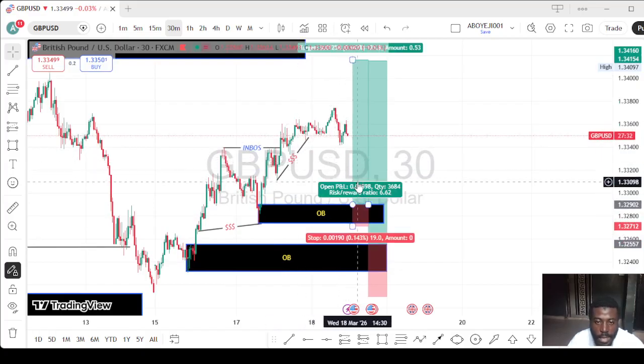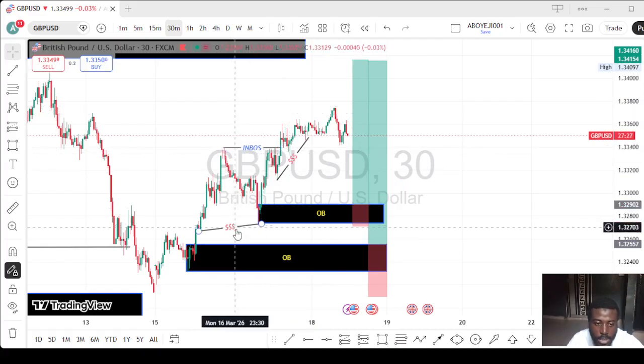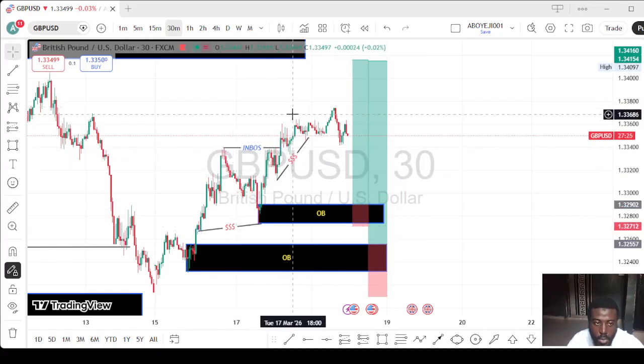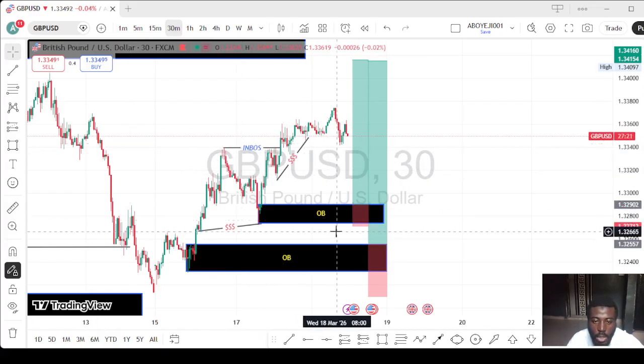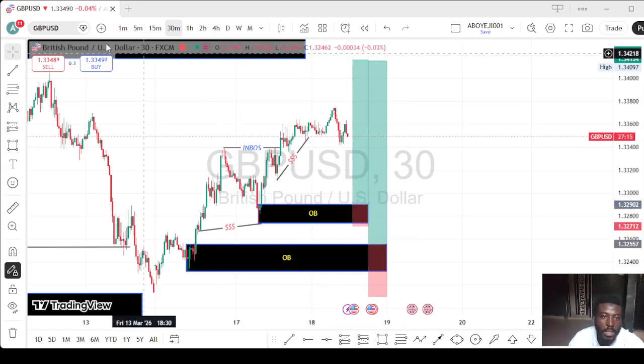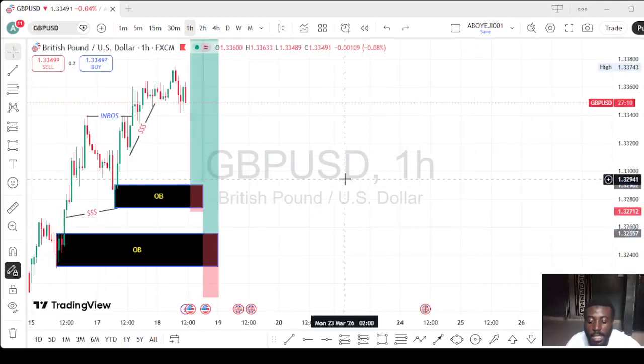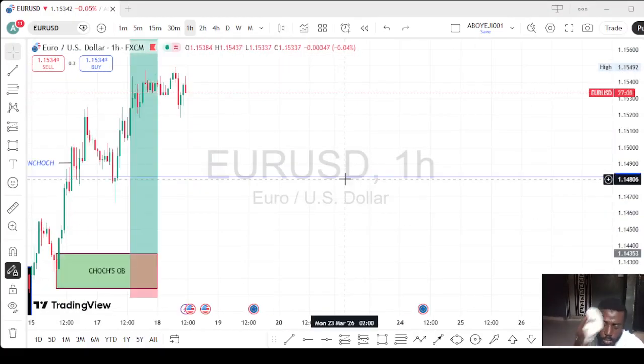Let's see if the market can come down here and continue the uptrend. Seriously, let's see what the market is trying to do. But if this did not hold it, definitely this will send it back up. So this is the opportunity I'm seeing on GU. Let's move to EU. Let's see what is happening on EU.